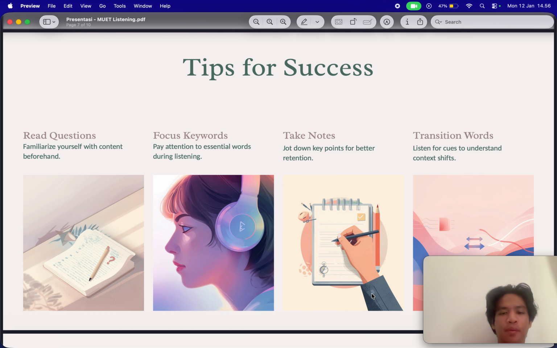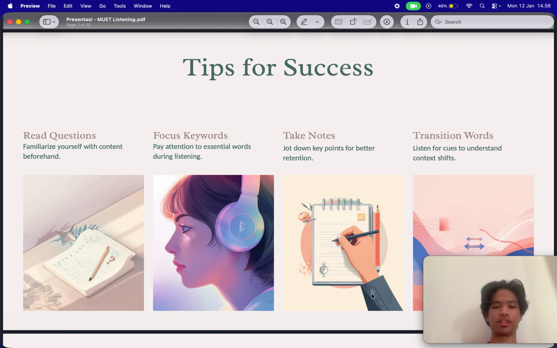So, for next, to do well in the listening part, there are several practical strategies you can use. First, read the questions before the recording starts. This helps you know what information to focus on. And pay attention to keywords such as names, numbers, or technical terms. Taking notes while listening is very helpful. You do not need to write everything, just short phrases or important words. Listening for transition words such as however, firstly, or in conclusion can help you understand the flow of information.